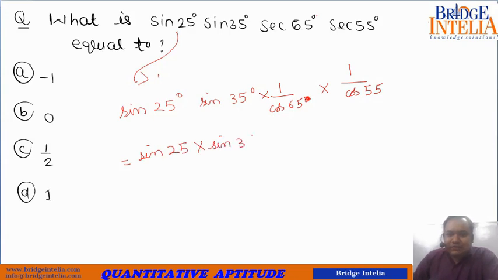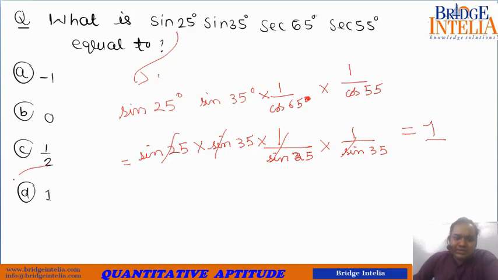See what we have to do now. 1 upon cos 65. So cos 65 you have to convert, because cos 65 is the same as sine 25, and this cos 55 is the same as sine 35. So you can observe that all these terms would cancel each other out and you will be left with 1. So 1 is the final answer. So let's move further.